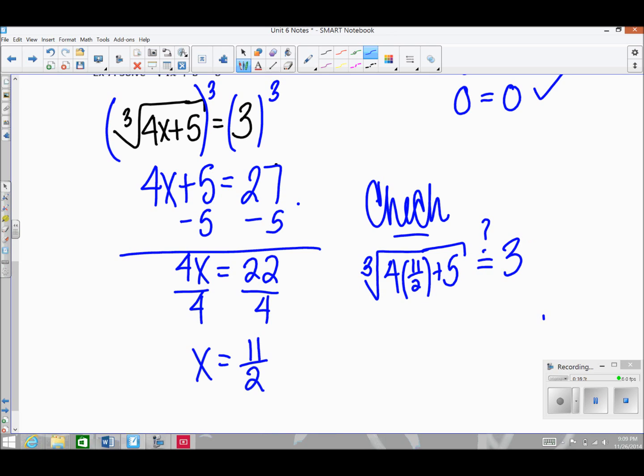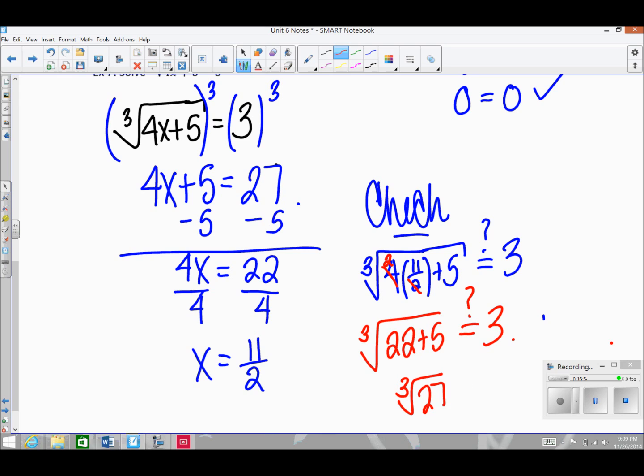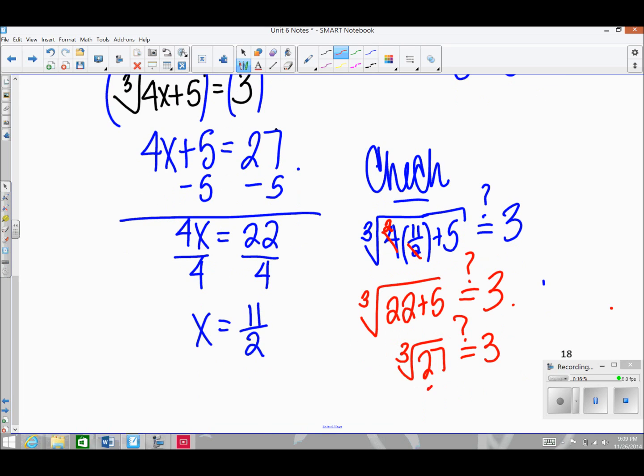So when I plug in 11 over 2, this is going to become 2 up top. So it'll be 22 plus 5. I want to see if that equals 3. So the cube root of 27, I want to see if it equals 3. So cube root of 27 is equal to 3, so it checks, and 11 over 2 is a solution.